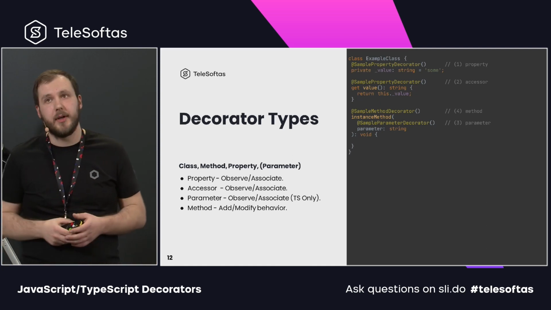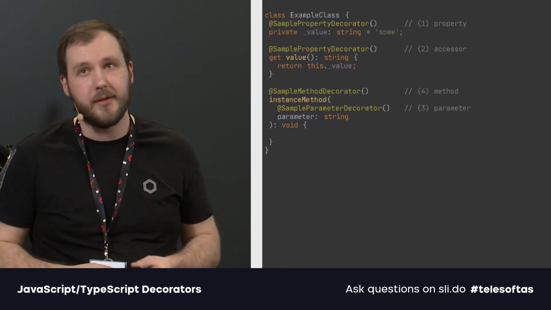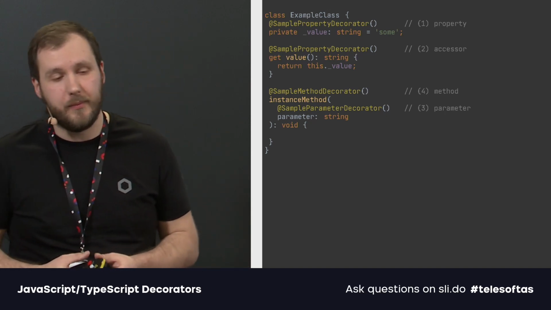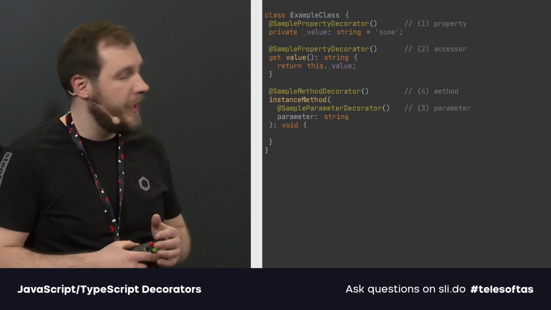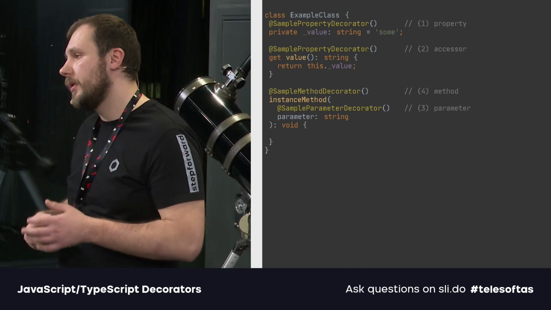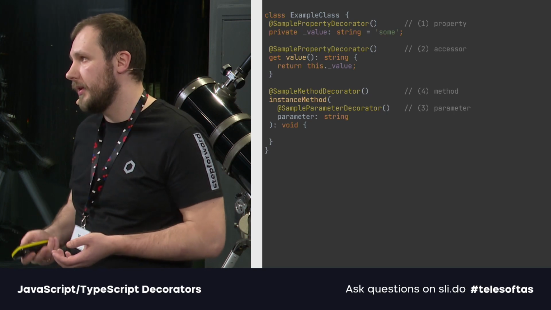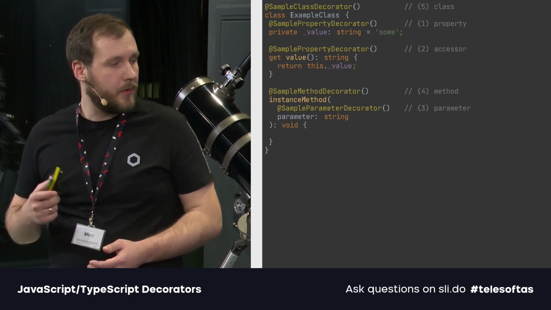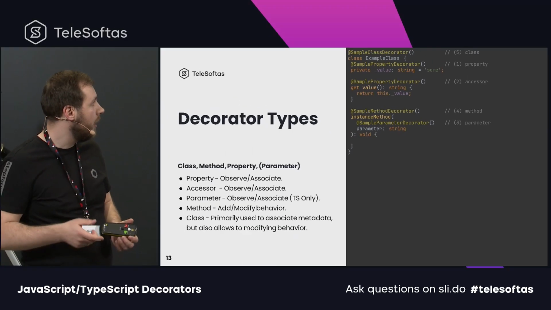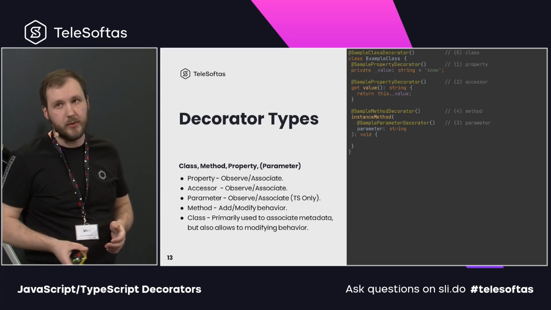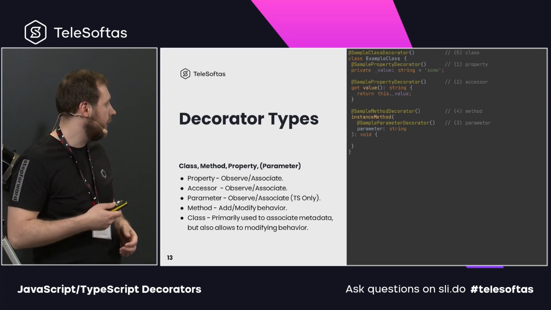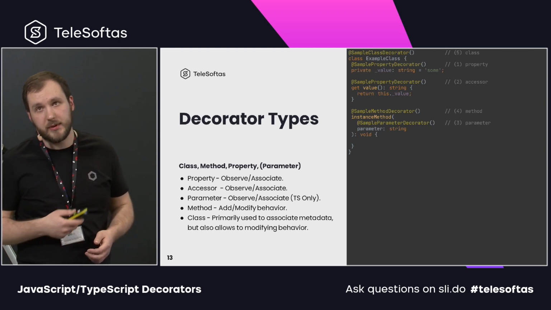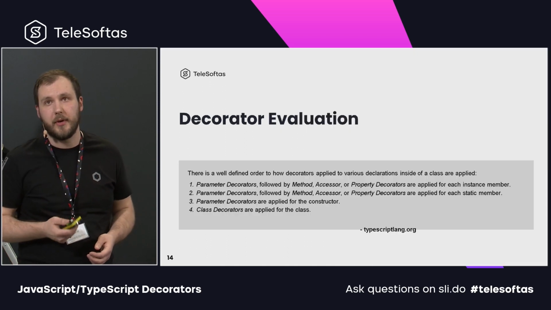Then there's a method decorator. Personally, a method decorator is the most interesting decorator from my point of view because it not only allows adding additional information about a method, but it also allows modifying the behavior of that method. And lastly, there's a class decorator, which primarily is used to associate metadata, and well, it can be used to modify behavior of class, but mostly it's used to add additional information about that class.